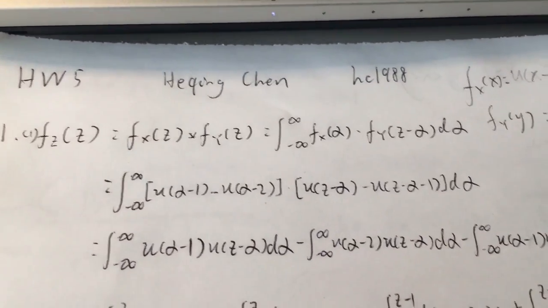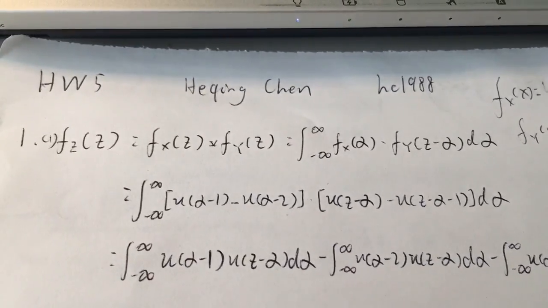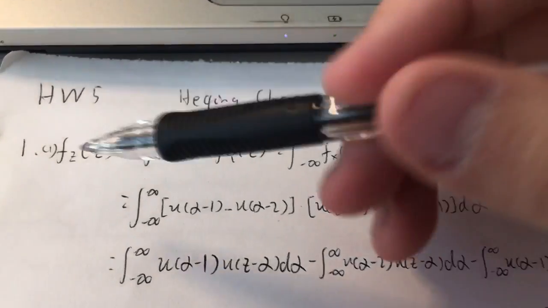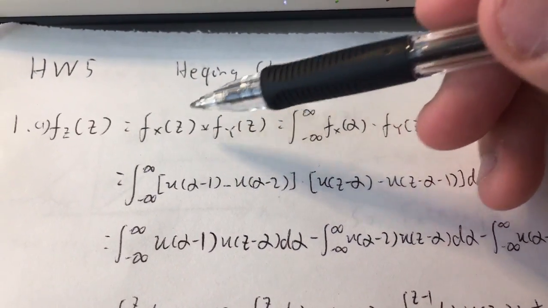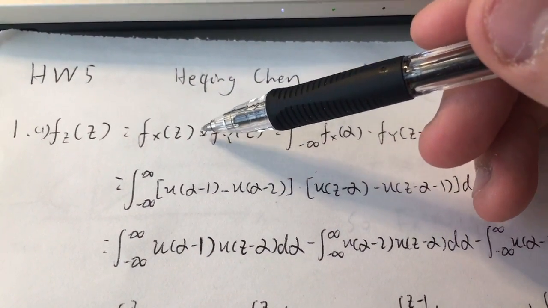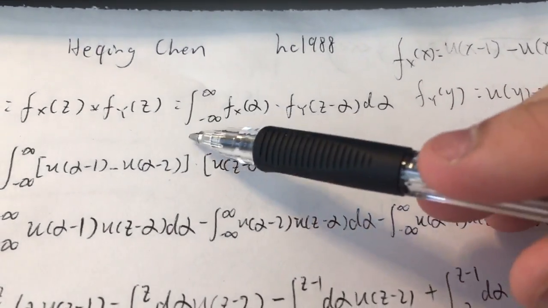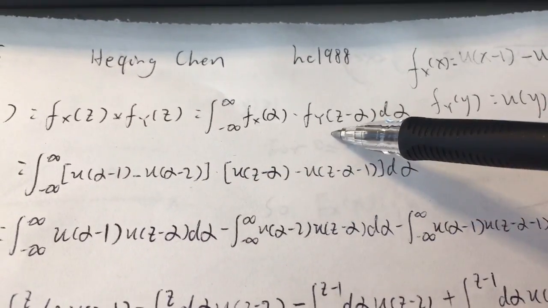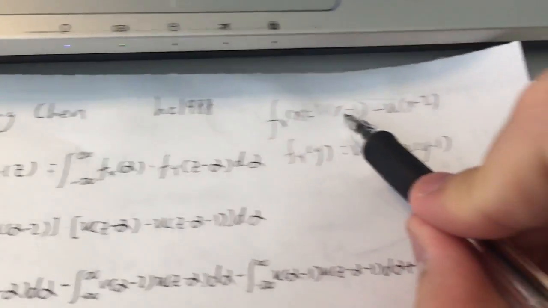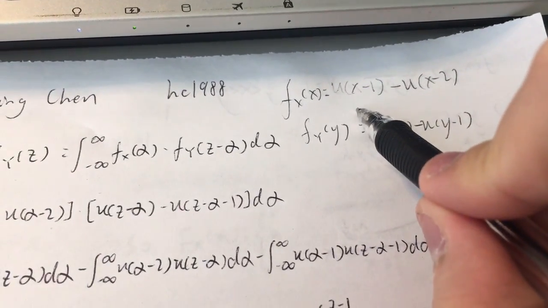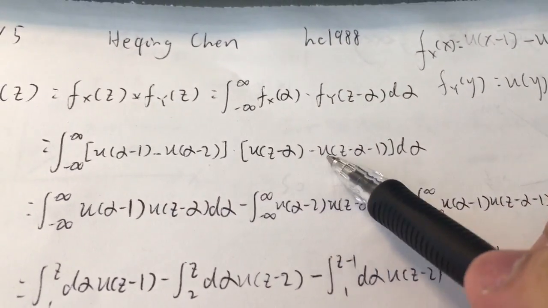two methods. In the first method, we need to use convolution. So for the convolution, we have the density function of z equal to the density function of x convolved with y, and this is the formula. So we put the equation of the density function into this formula, and we got this.